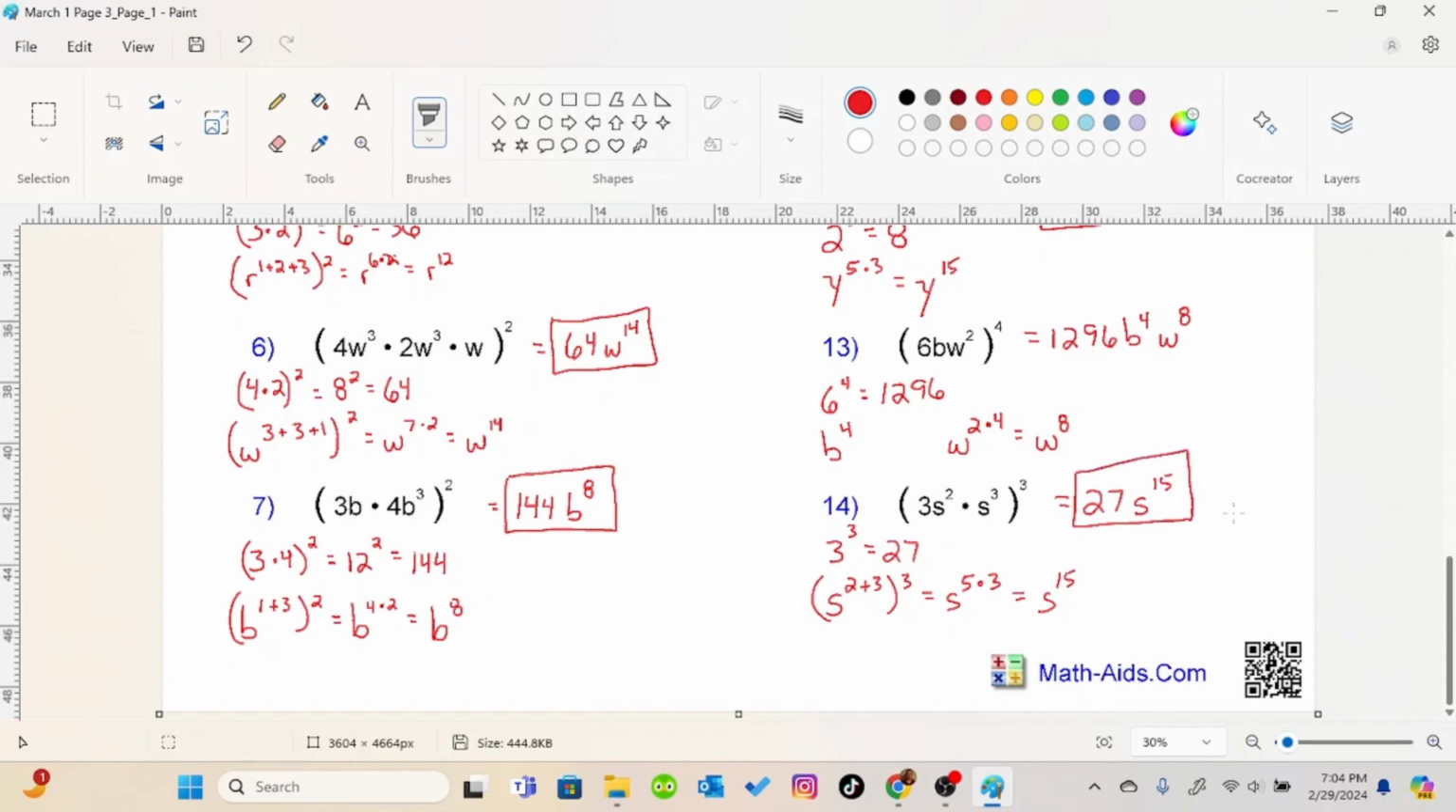If you have any questions about how to multiply with exponents present or how to raise an exponent to another exponent, please use class time now to ask for clarification.